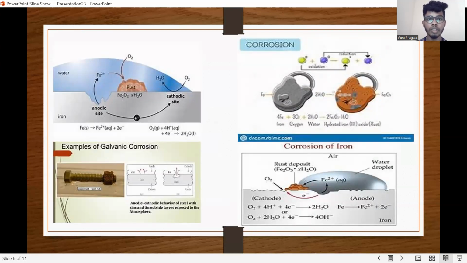This is an example of how the corrosion works. Fe gives Fe2+ plus 2 electrons. It liberates 2 electrons, and oxygen plus 4 hydrogen plus 4 electrons gives 2H2O. This is how galvanic corrosion happens. Examples are corrosion of iron and corrosion of a lock key.